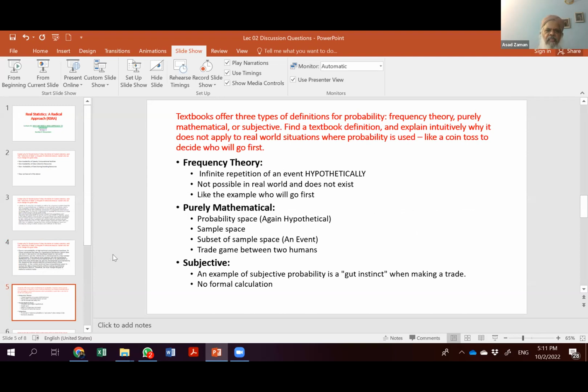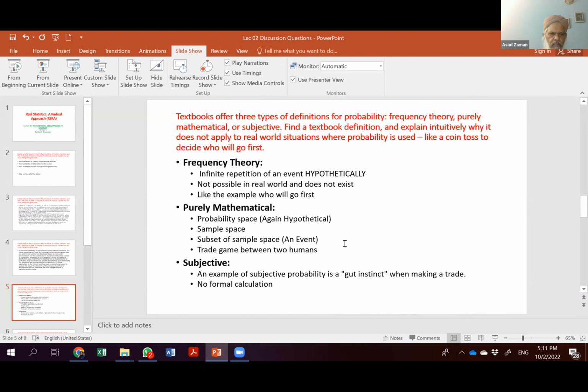Yes. The second question is that textbooks offer three types of definitions for probability: frequency theory, purely mathematical, or subjective. Find a textbook definition and explain intuitively why it does not apply to real world situations where probability is used, like a coin toss to decide who will go first.